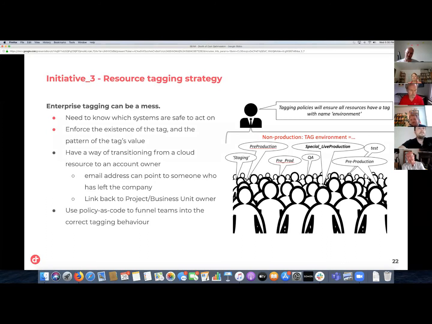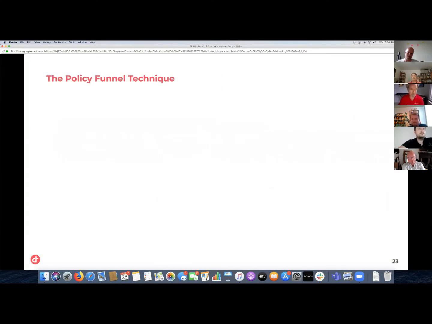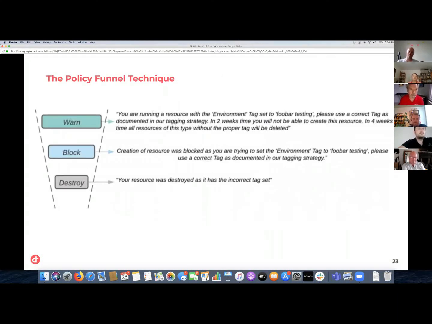So you can end up with tagging that's a little bit dirty and not quite how you expect it to be. One of the things we do is use policy as code to funnel teams into the correct behavior in a safe way. So I'll show that on the next slide, Graham.